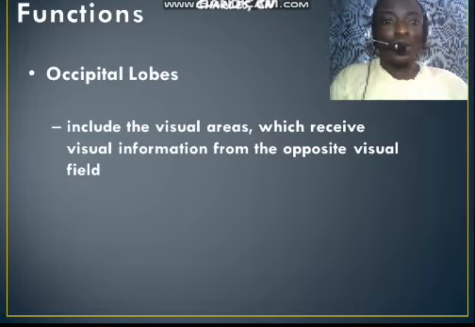Now, the temporal lobes include the auditory areas, each of which receives auditory information primarily from the opposite ear. All right. The functions of the limbic system and the hypothalamus. Now, the limbic system functions in concert, or together, with the hypothalamus. You cannot make mention of the limbic system without the hypothalamus. In the same way, you cannot talk about the hypothalamus without talking about the limbic system.